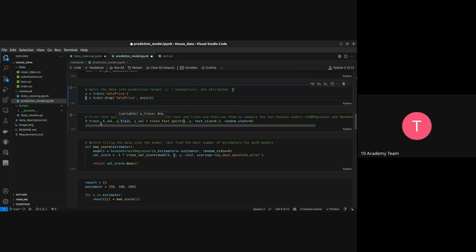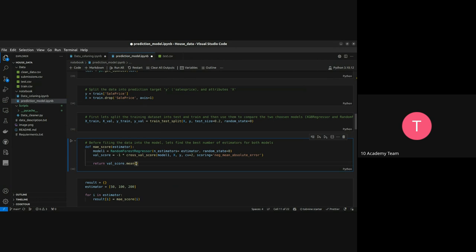After that, just split your data set into train and validate. Val means validation; that's going to be used for validation purposes. Split your X and Y data set into X train, X validate, Y train, and Y validate. The test size for this example is 20%. 0.2 means 20%, so the training size is 80%. So 80% of your data set is going to be used to train your model, and 20% is going to be used for testing or validation purposes.